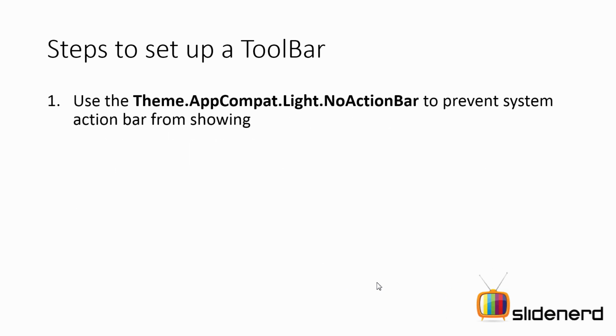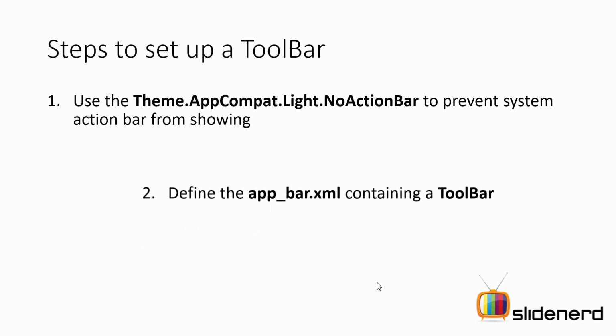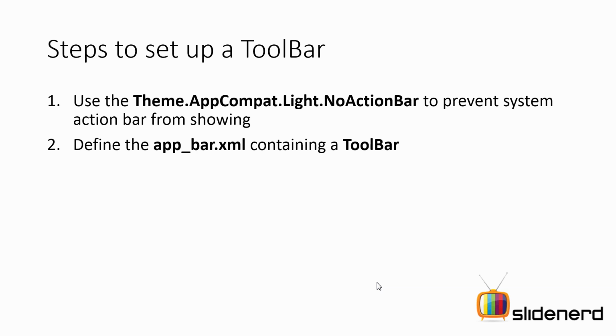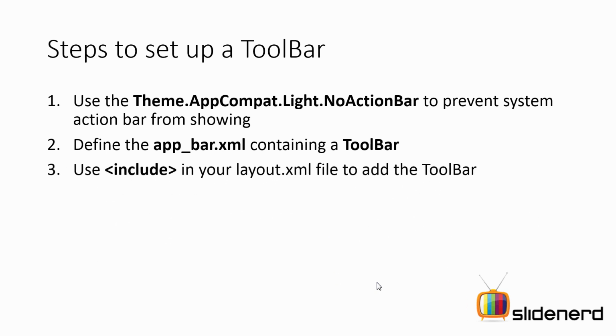Step 1, use the Theme.AppCompat.Light.NoActionBar or the AppCompat.NoActionBar to prevent the system action bar from showing. Then define your toolbar inside your app_bar.xml. Of course, you can name it anything you want, but this is the convention which I have started following since Lollipop came out. Other than that, there's the include inside your layout.xml file in your activity or your fragment or wherever you want to add it to the toolbar.